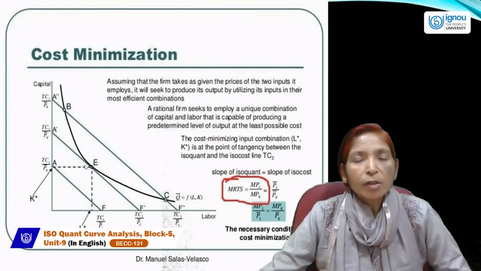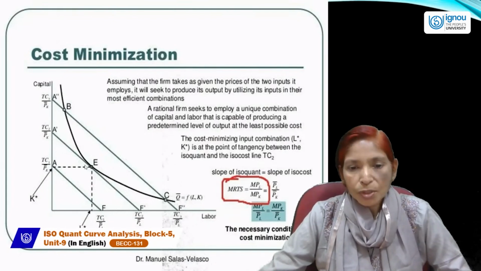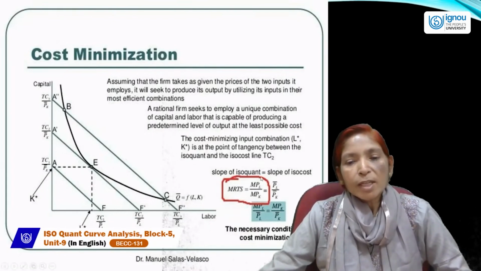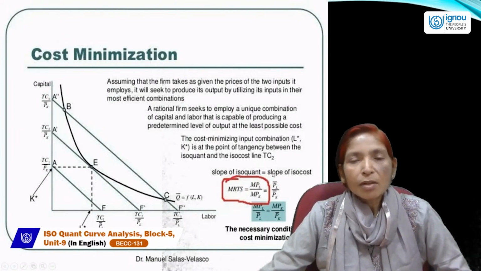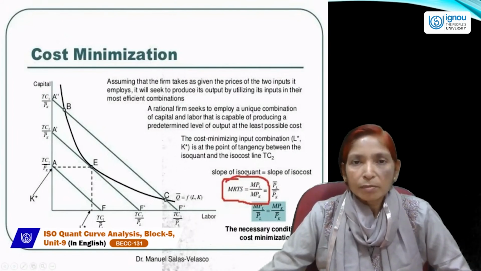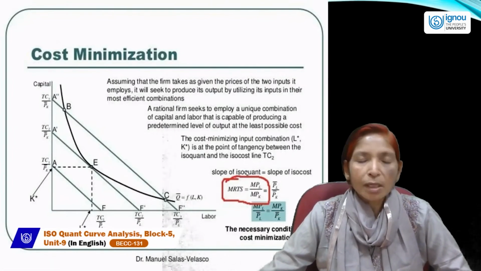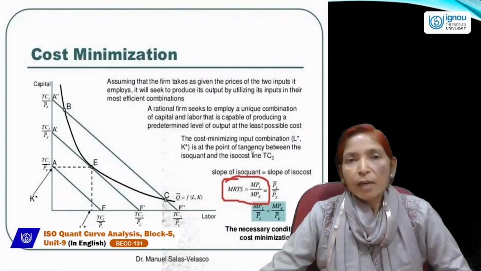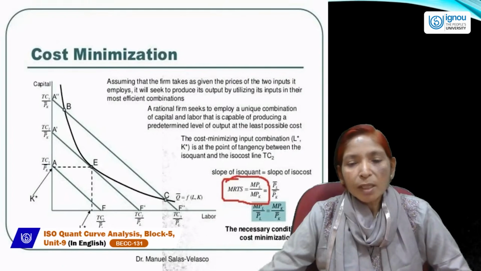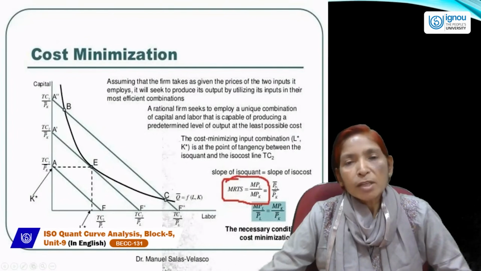this E point is showing cost minimization or maximum level of output with the help of two factor inputs, where the slope of the isoquant is equal to the slope of the isocost line, and that is called producer equilibrium. This is the first condition of producer equilibrium. We can find out the slope of the isoquant with the help of MRTS, and the slope of the isocost line we can determine with the help of the price of labor upon the price of capital.